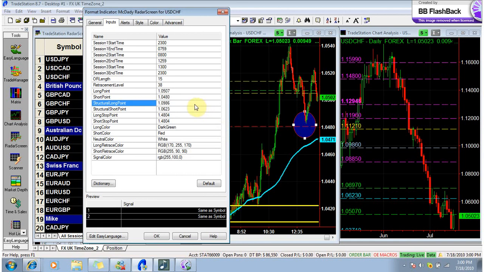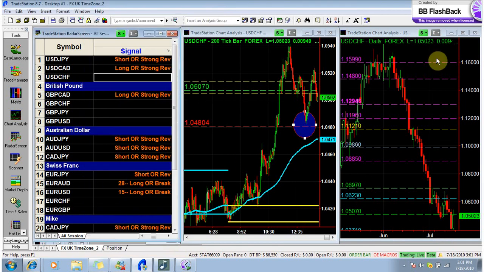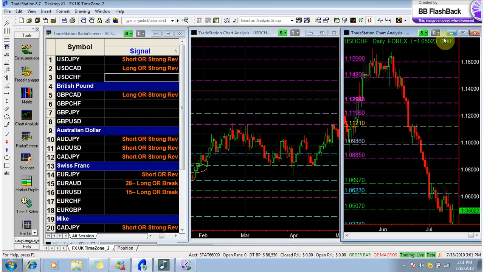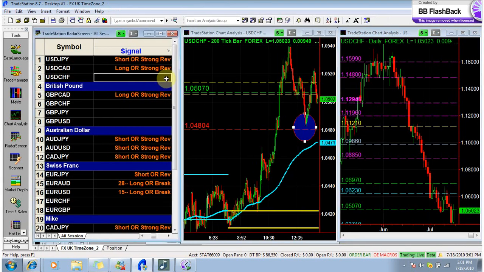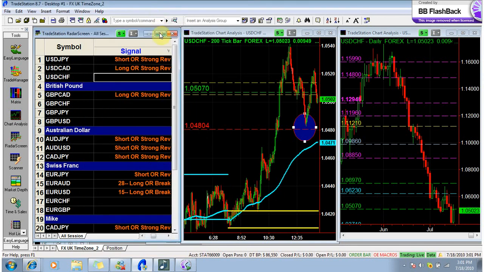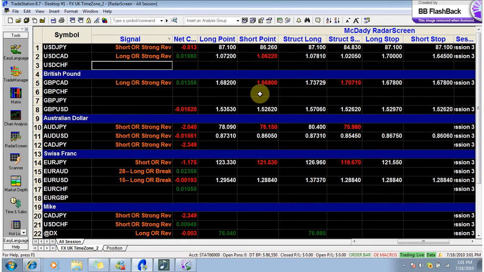And my structure short is, let's find our structure short, is the 103.71 now is the structure short. Okay, so this is the dollar Swiss.